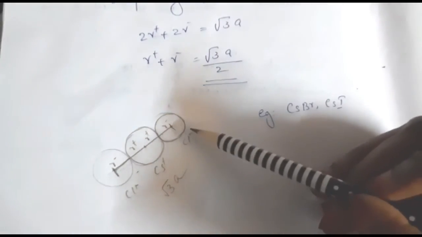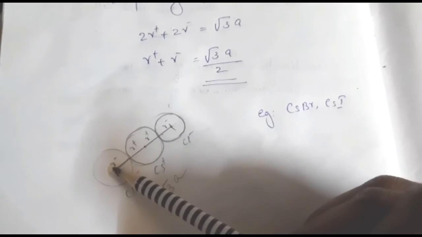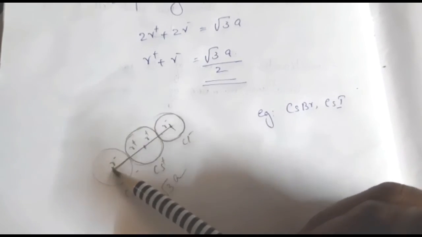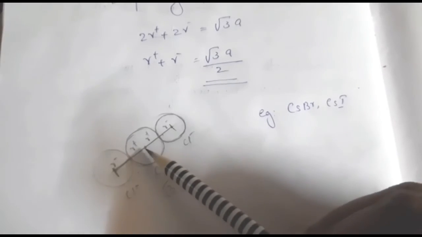So if this is a body diagonal, here this one is r minus and this is r plus. So r plus plus r minus is this distance. This distance is half of this body diagonal. So this distance of closest approach, r minus plus r plus, is root 3a by 2.